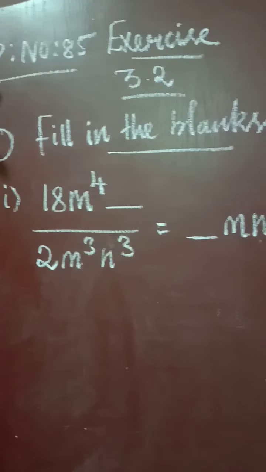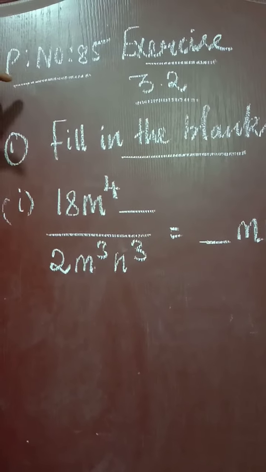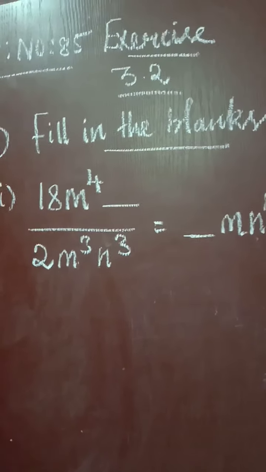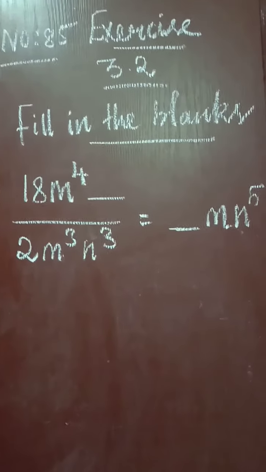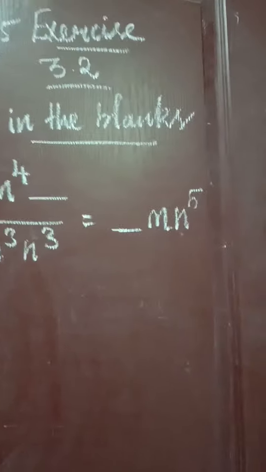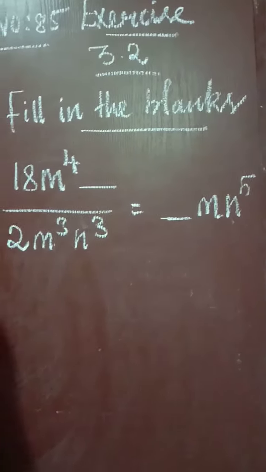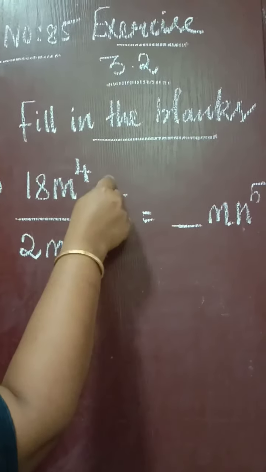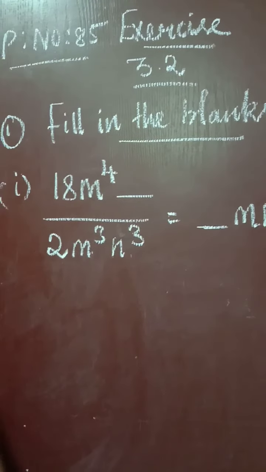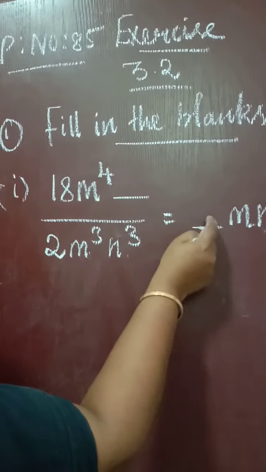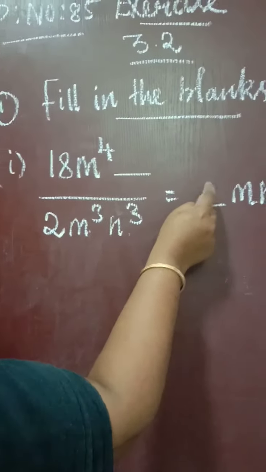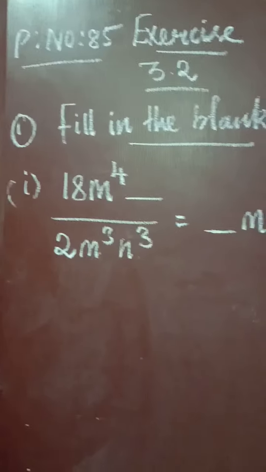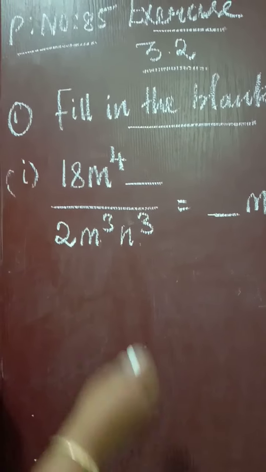Exercise 3.2, page number 85. Take your book and see the sum. First Roman letter, fill in the blanks. See the first sum, 18m power 4 divided by 2m cube n cube. Here we have to find the value, which is equal to dash. Whichever number comes, you have to find and write. Listen.